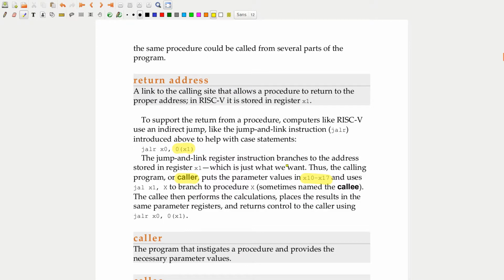The jump and link register function branches to the address stored in register x1. So we're still going to wherever this register has a value. And then it puts the parameter values in some predefined location, which are registers 10 through 17. And so we're just defining different ways to name things, like caller and callee.